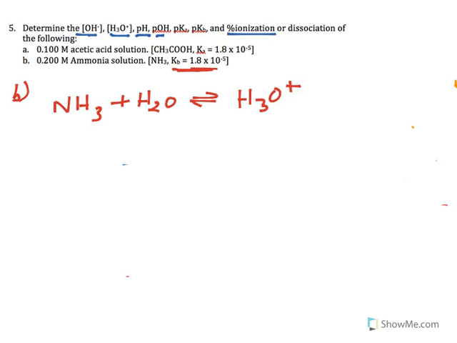Now for part B, which is very similar, we have a 0.200 molar ammonia solution, and we are given our base dissociation constant, Kb, of 1.8 times 10 to the power of negative 5. Just like before, we're going to start off with a reaction. So we have NH3, which is a weak base, in water, dissociating to give us H3O plus and NH2 minus.